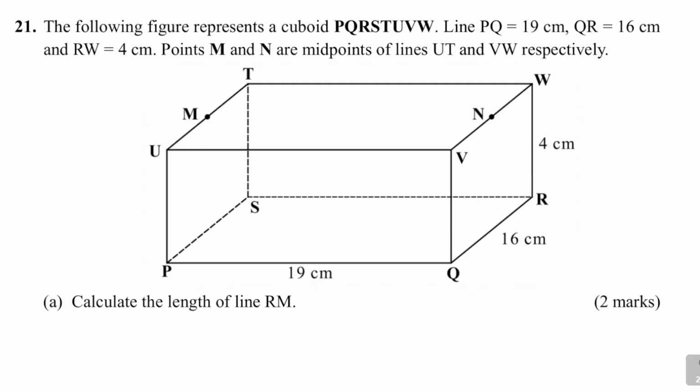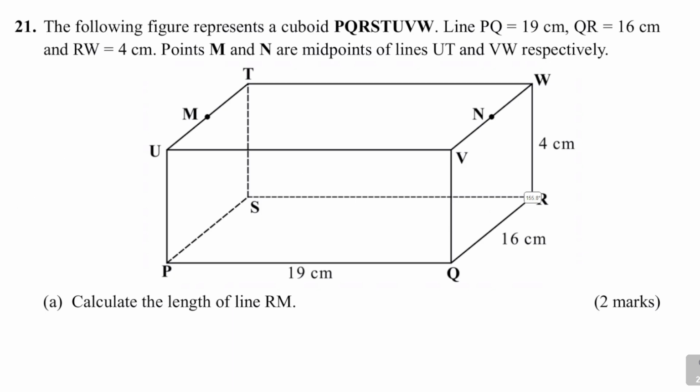Question 21. The following figure represents a cuboid. Line PQ is equal to 19 centimeters, QR is equal to 16 centimeters, and RW is equal to 4 centimeters. Points M and N are the midpoints of lines UT and UV respectively. You can see the diagram there. First question, calculate the length of line RM.